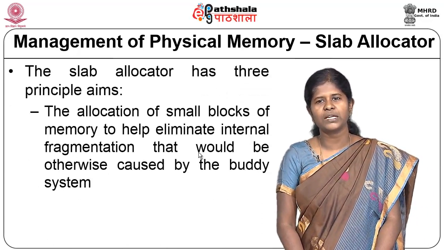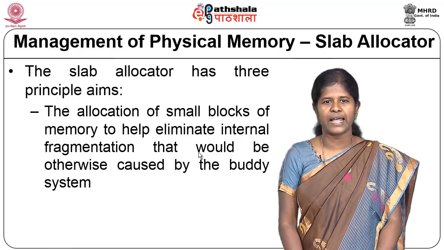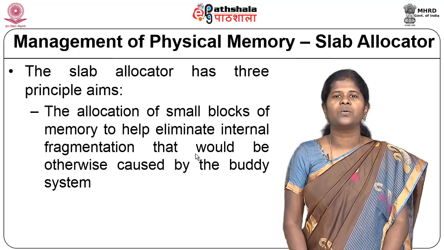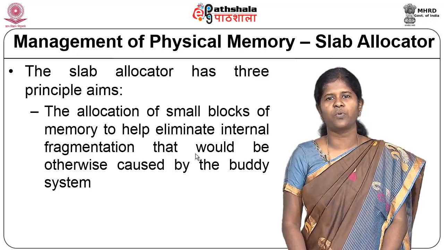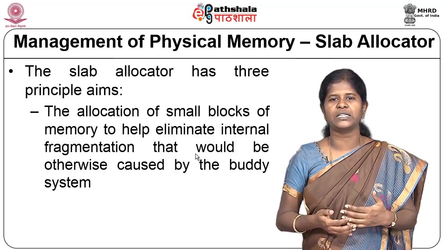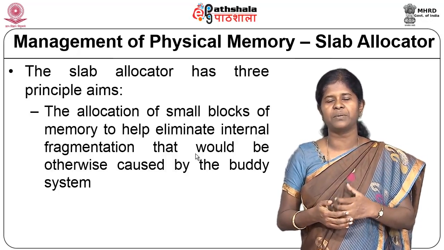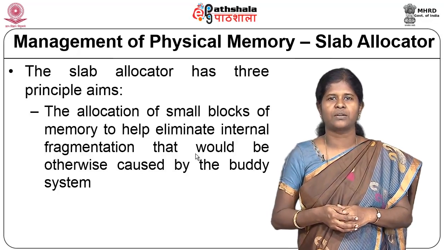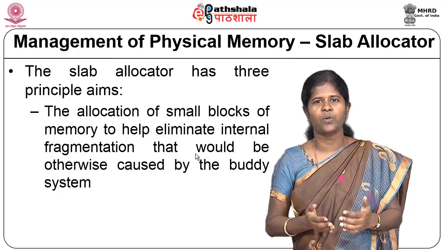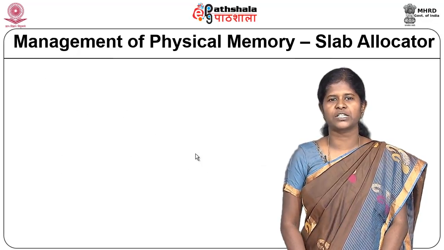So, basically why is this slab allocator being used, or what is the ultimate aim of the slab allocator? The slab allocator has three principal aims. One is the allocation of small objects or small blocks of memory, so that you can eliminate internal fragmentation. If it is a buddy system, the minimum size that you can allocate is 1 page, but here you can allocate space for objects which are smaller than the size of a page. So, internal fragmentation is avoided.